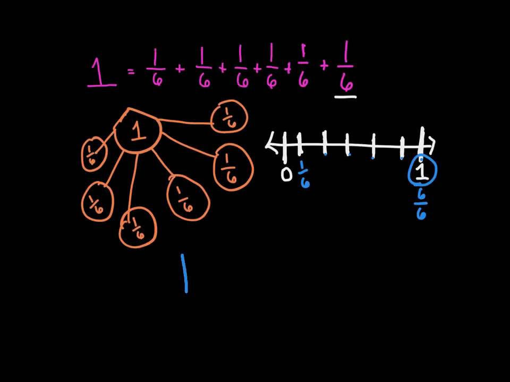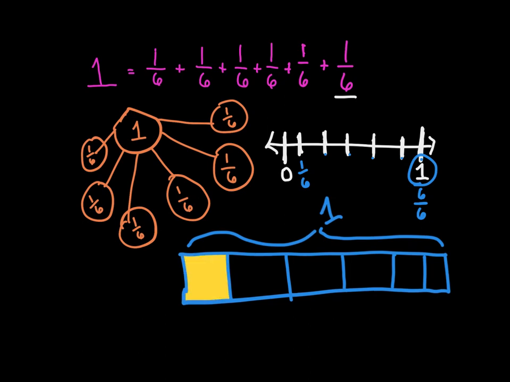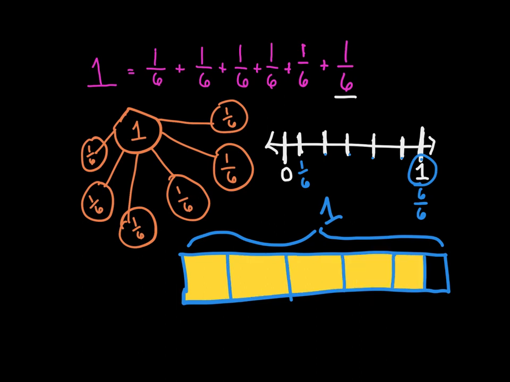Another way of doing it is using a tape diagram. This is going to represent a whole, and we're breaking it up into 6. Very messy. I'm not very good at making sure that it looks all equal, but you get the idea. And then we fill in one box to represent 1/6. 1/6, 2/6, 3/6, 4/6, 5/6, 6/6 is equal to 1.